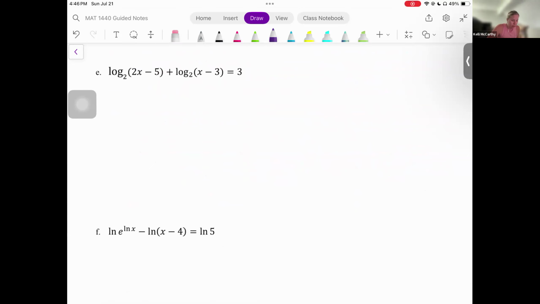Log base 2 of (2x minus 5) plus log base 2 of (x minus 3) equals 3. We're going to start by condensing on the left-hand side. We've got log base 2 of (2x minus 5) times (x minus 3) equals 3. And now that we have one logarithm on the left, we can convert to exponential form. 2 to the power of 3 equals (2x minus 5) times (x minus 3). 2 cubed is 8.